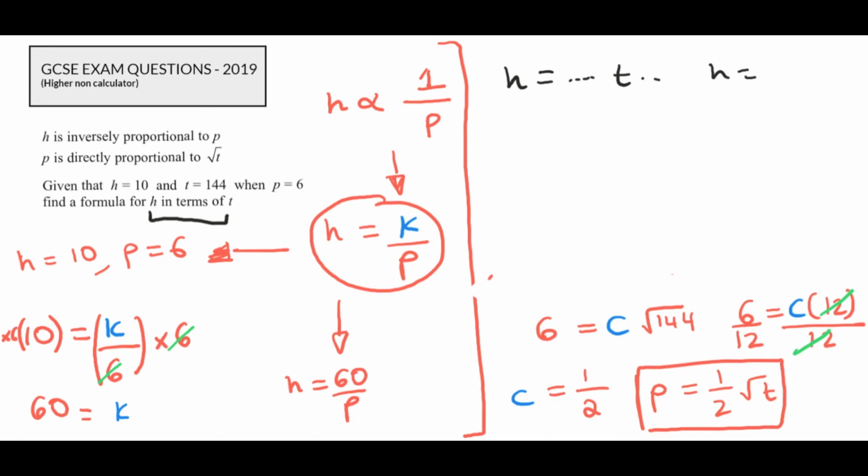It could be divided by T, it doesn't matter. The whole point is they want H on the left-hand side and T on the right-hand side. That's what they mean by find a formula for H in terms of T.